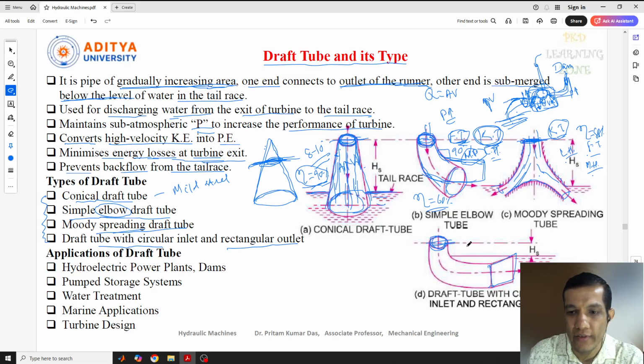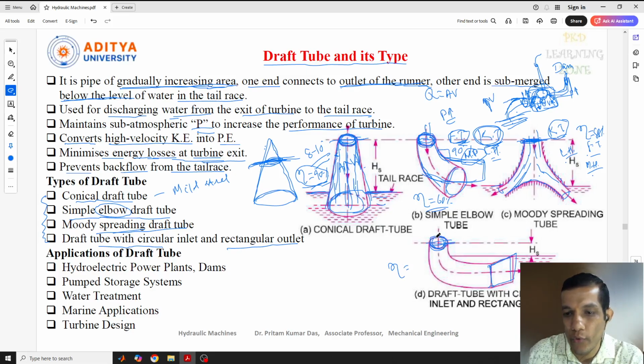This kind of draft tube is designed for different flow conditions. The rectangular outlet is given to increase the efficiency by changing its shape. Here the shape is circular, but there the shape is rectangular. So this kind of draft tube was designed for special conditions and to increase the efficiency also.